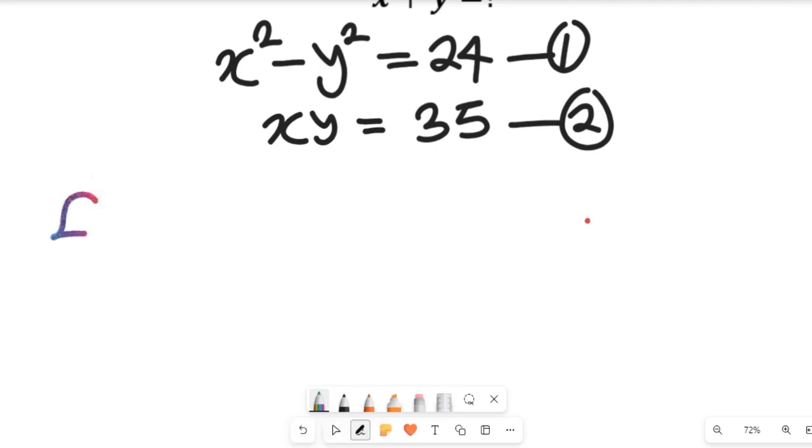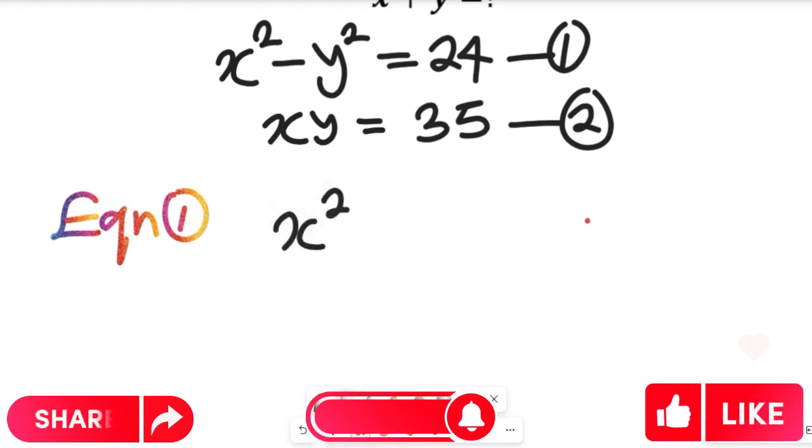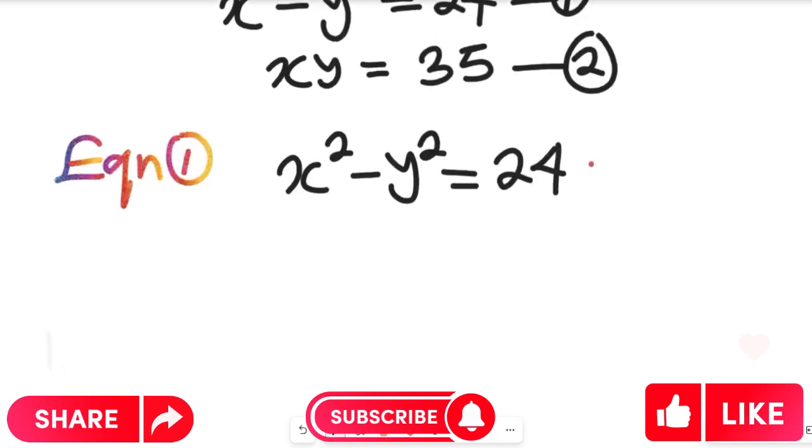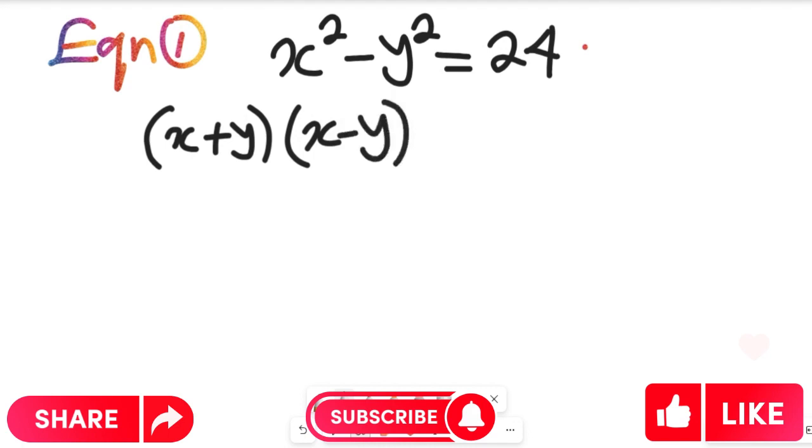From equation 1, we are going to look at the expression x squared minus y squared equal to 24. How do we simplify this expression? Let's look at the expression on the left-hand side as a difference of two squares. This will give us x plus y and x minus y, and both of them will be equal to 24.